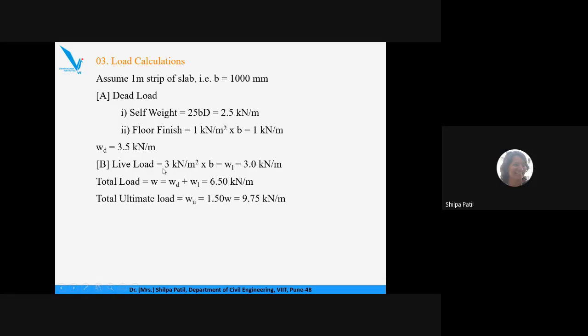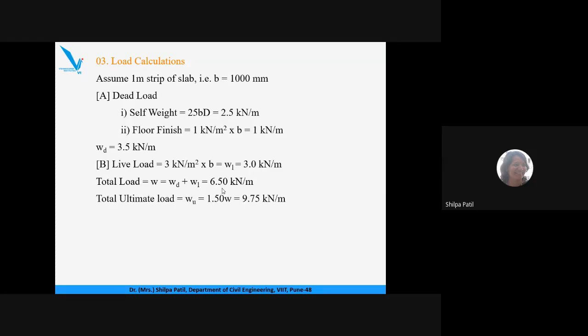Second is live load. Live load is already given in the problem statement, that is 3 kilonewton per meter square. Again multiplied by width, I will get the load in UDL. So 3 kilonewton per meter is the load. Total load is calculated further, that is dead load plus live load, which is coming out to be 6.5. 3.5 plus 3, 6.5. And this is the working load.